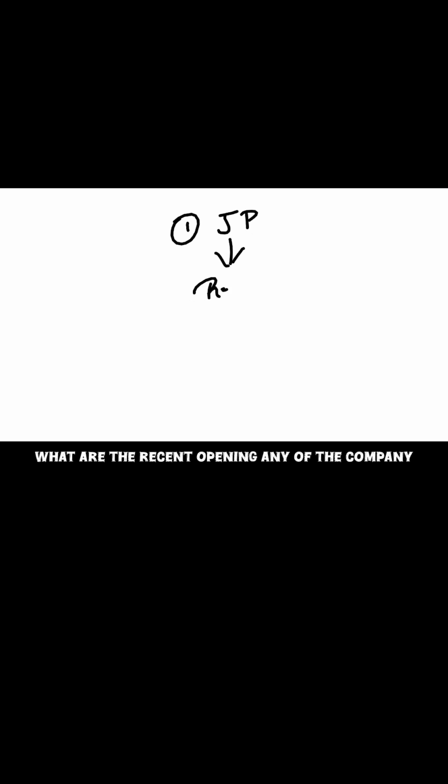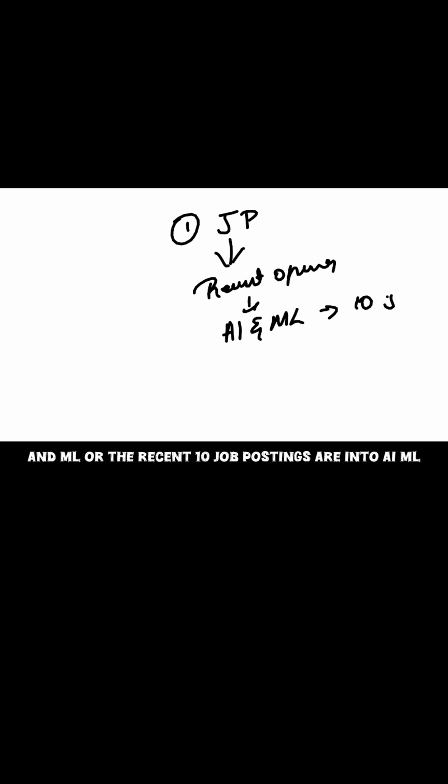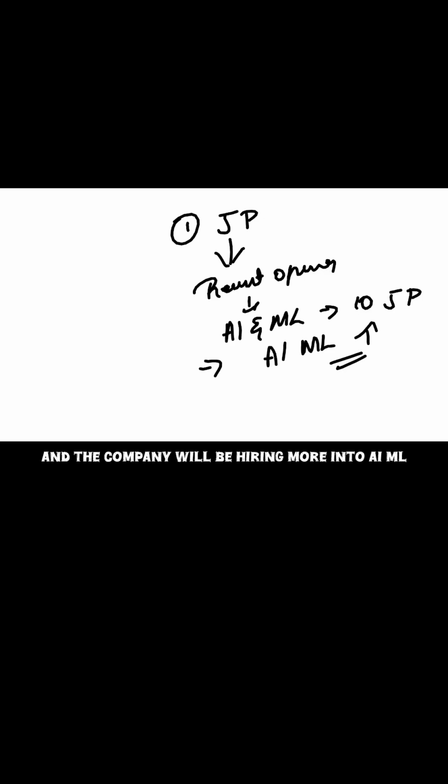The first thing you have to look at is how the companies are doing job posting. Okay, for example, the number one thing will be job posting. So here, what you look at is the recent openings any company has made. For example, if the recent openings are a lot in AI and ML, or the recent 10 job postings are in AI ML, that means the demand for AI ML is growing and the company will be hiring more in AI ML.